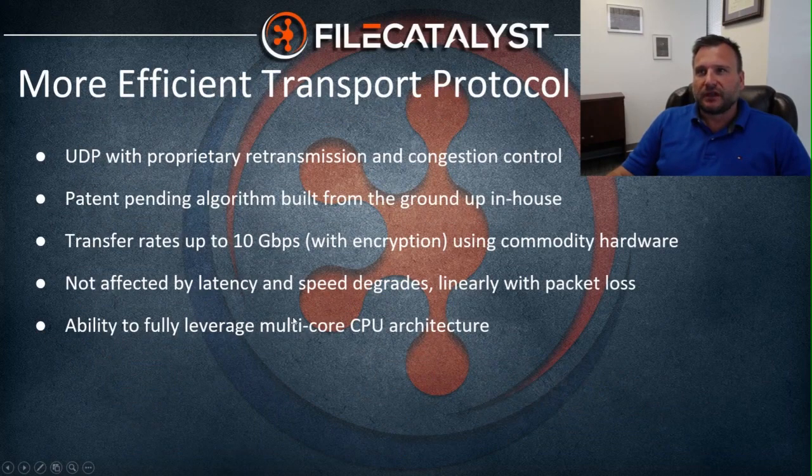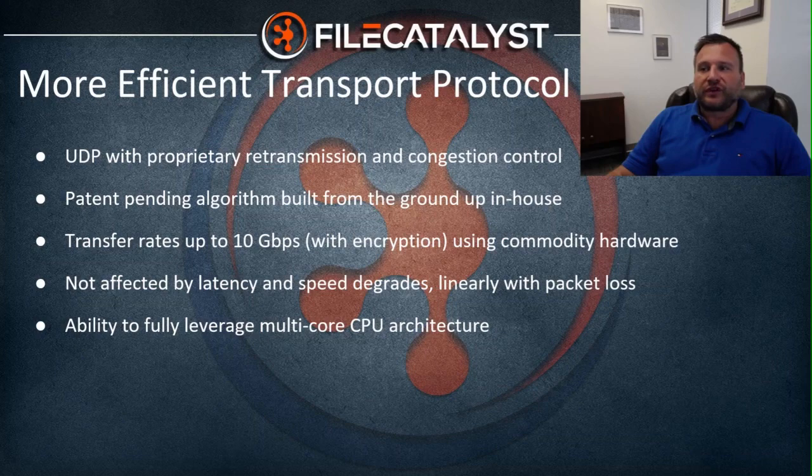So what we decided to do with FileCatalyst is design our own UDP-based transmission protocol that is immune to packet loss and latency. And as I mentioned, we already are patented for this protocol. We can transfer up to 10 gigabits with encryption on very standard hardware. We're not affected by latency, and our speed degrades linearly with packet loss.